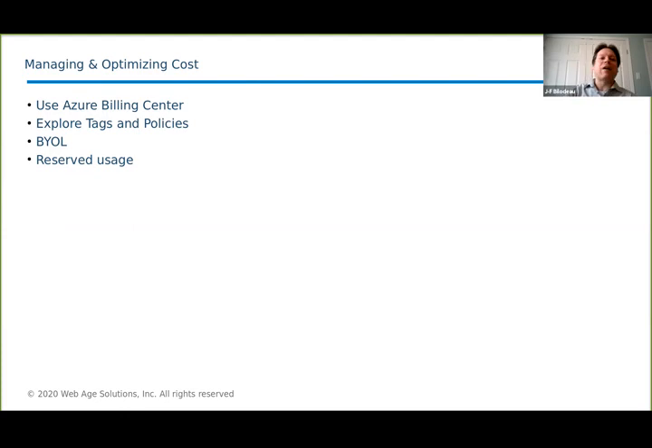Unfortunately, I don't really have the time to fully go into that, but we also have tags and policies that I'd like you to be aware of in Azure. Talk to an Azure Architect. They can start setting that up for you.